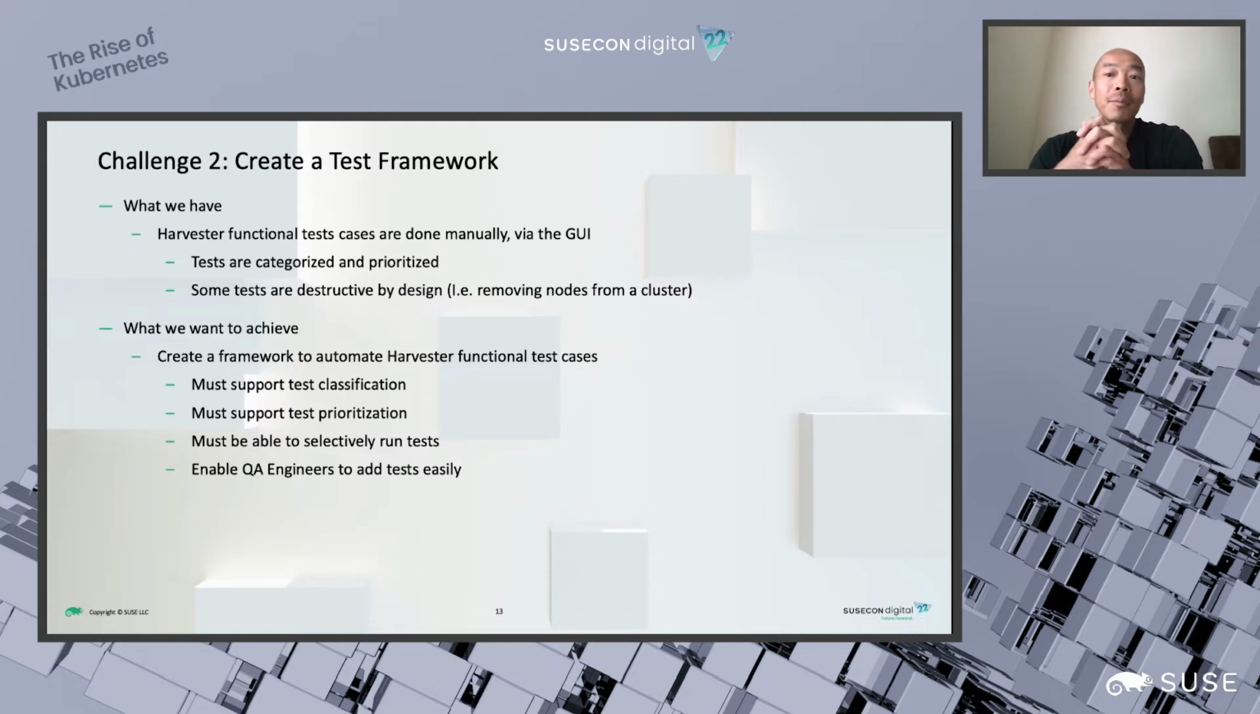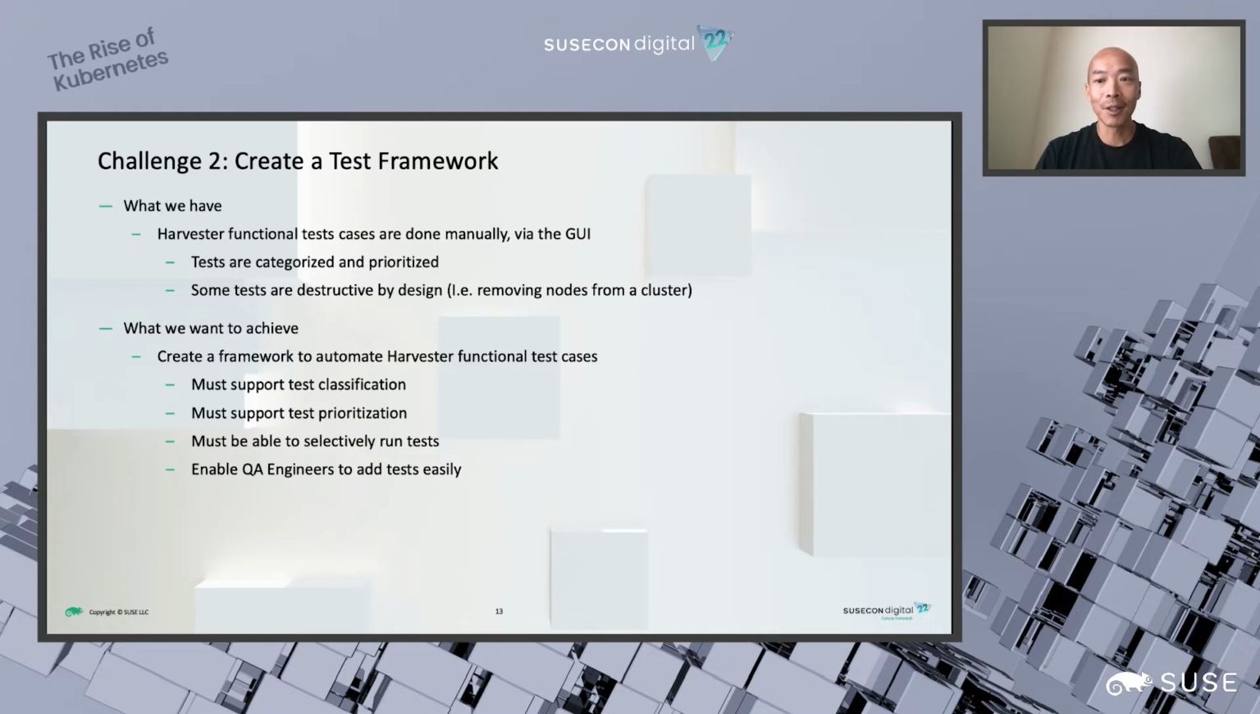So after automating bare metal provisioning, we need to turn our attention to the next challenge, which is to come up with a framework to automate the functional tests themselves. At that time, the functional tests were done manually from the Harvester web GUI, which was a very time consuming process.